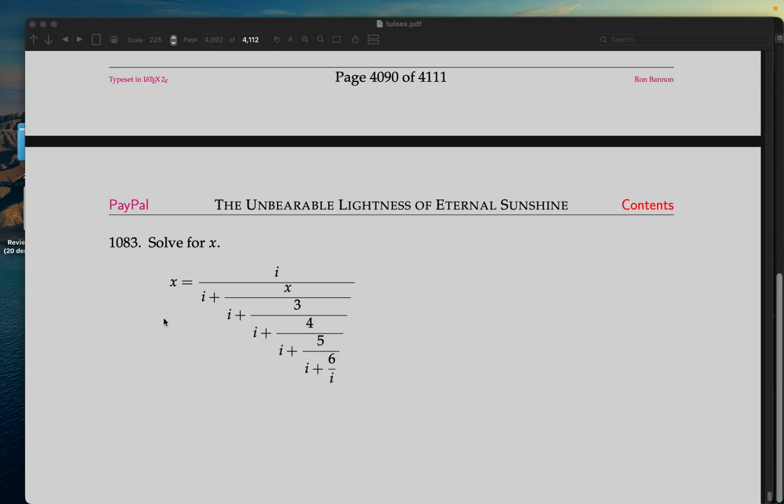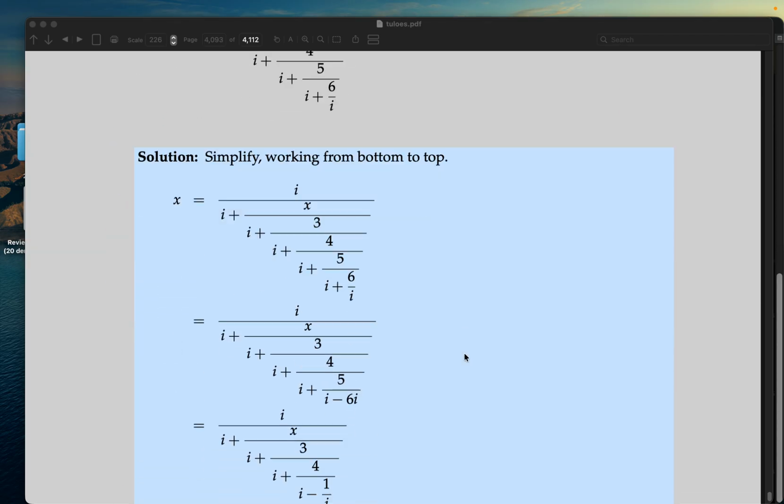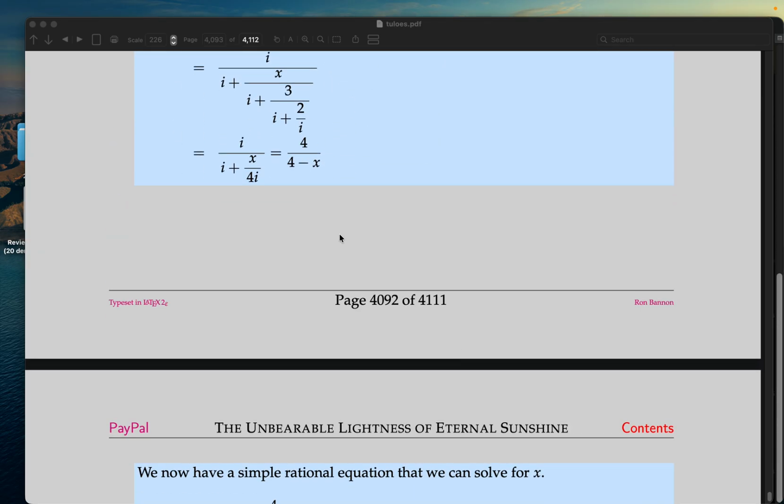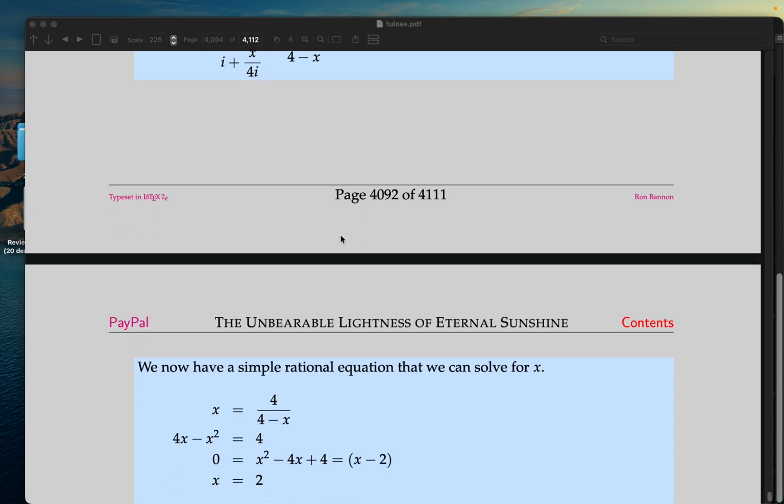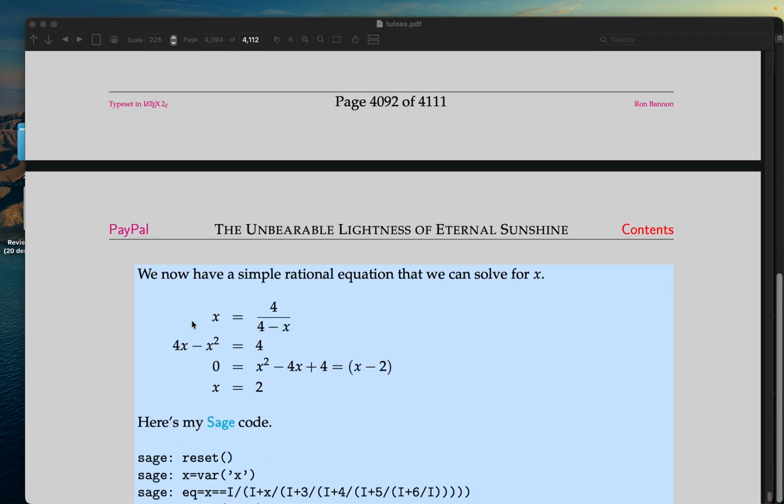Okay, we're given, again, problem 1083. We're given an equation and we're asked to solve for x. It looks pretty complicated. The first thing I would recommend is to simplify the right-hand side. That's what we did first, and we found the right-hand side was pretty simple, just 4 over 4 minus x. Next thing I would do is just rewrite the equation as x equals that, and then solve that equation.